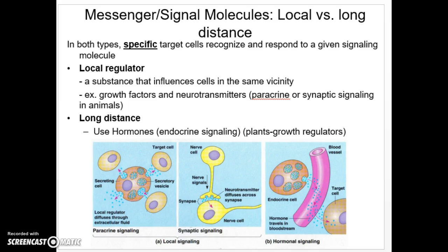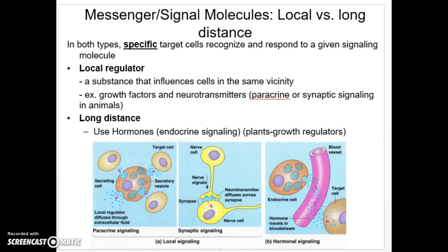There are basically 2 types of signaling, or different types of communication, either local or long distance. In both types of communication, the target cells need to recognize and then respond to a specific signaling molecule. So that's why in a local communication, we have what we call a local regulator. That's defined as a substance that influences cells in the same vicinity or same area. Examples of this are growth factors or neurotransmitters.